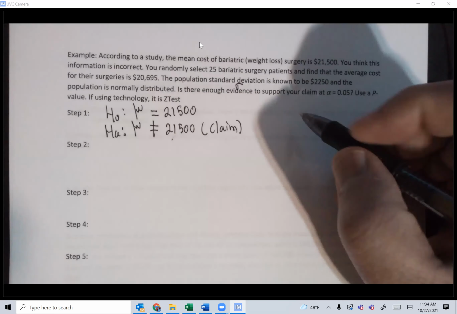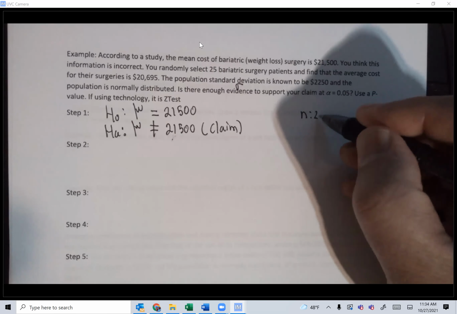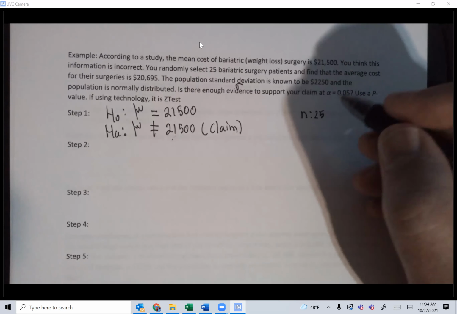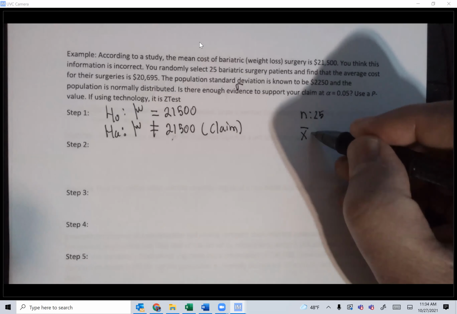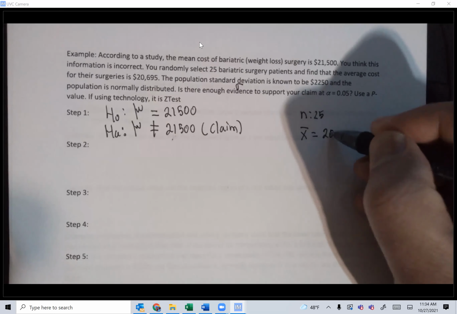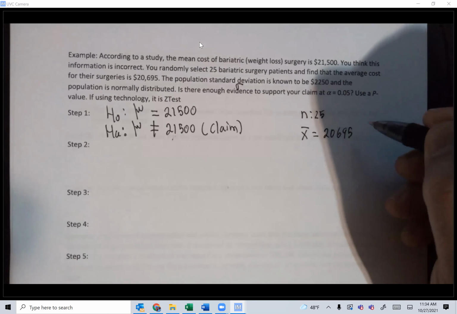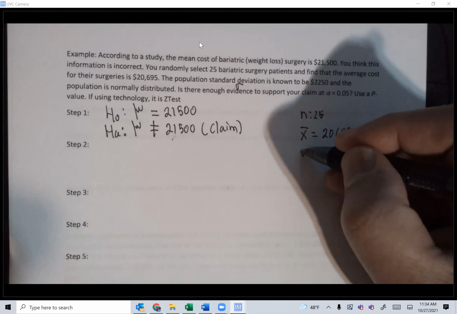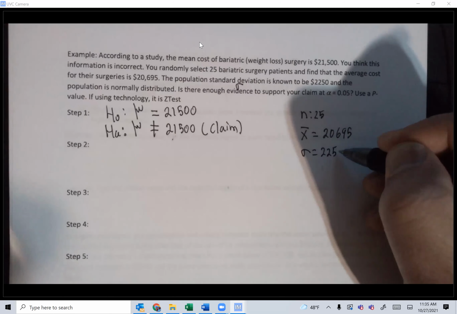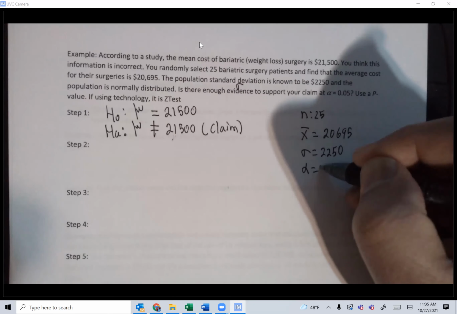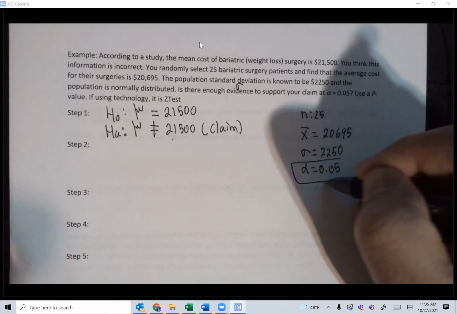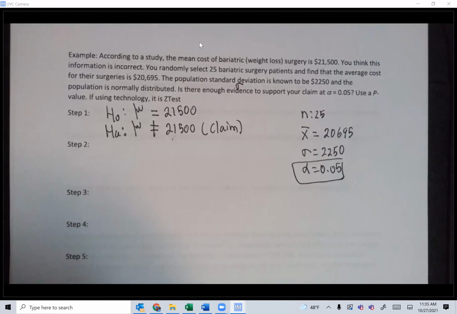25 surgeries, and it's 25, guys. Average cost, X bar, from the 25. This is the sample mean. So we'll always give you the sample mean. And then the sigma is 2250 and alpha is 0.05. You see alpha here is 0.05. We'll compare the p-value to 0.05. Okay, calculator.